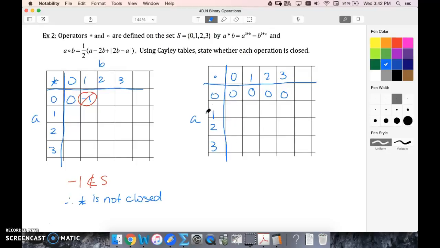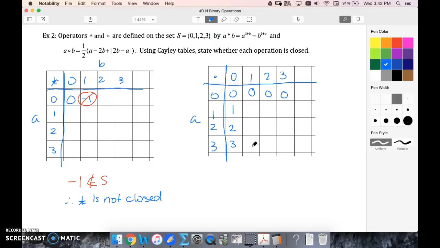Let's come down this column where B is 0 and A is these different values. So if B is 0, then I'm going to have A plus A using my absolute value. So 1 plus 1 is 2, half of that is 1. I'm always going to end up with half.